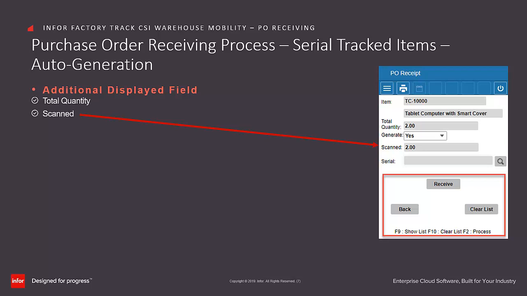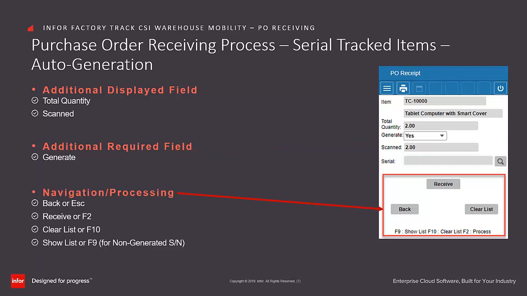There is an option to scan or auto-generate serial numbers defined by the specification in the Generate field. If yes is selected, the application will populate the scan value to match the total quantity and immediately provide the processing options. We can click on the Receive button to actually perform the receipt.